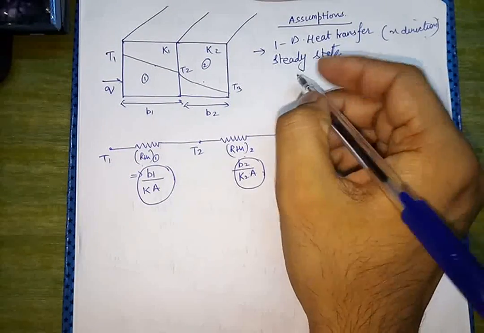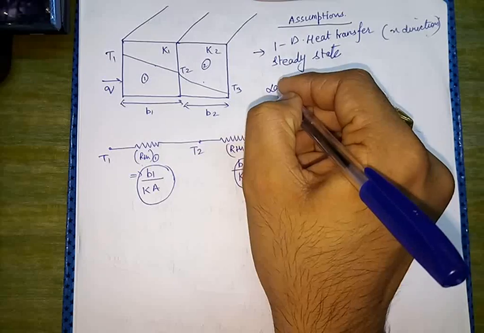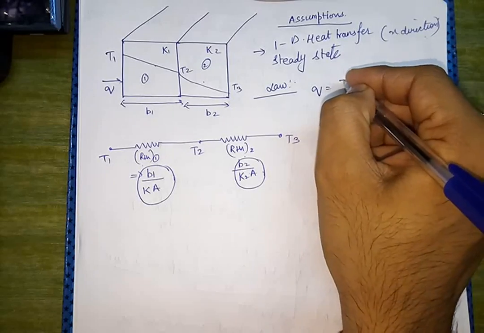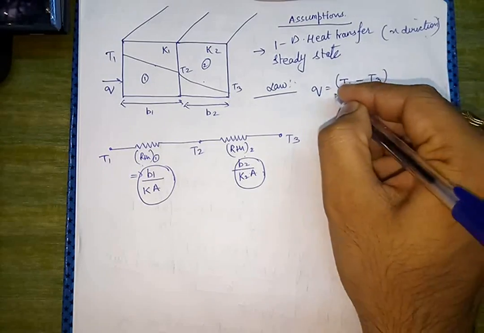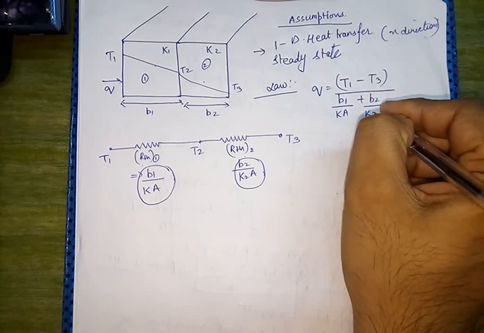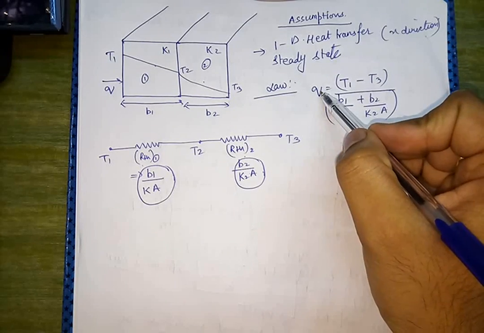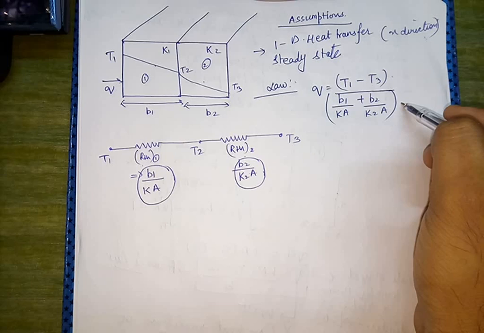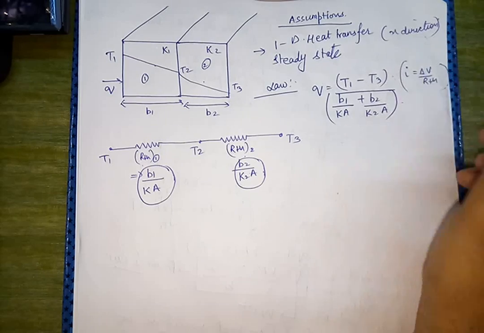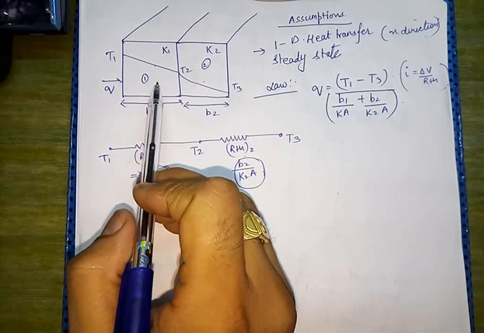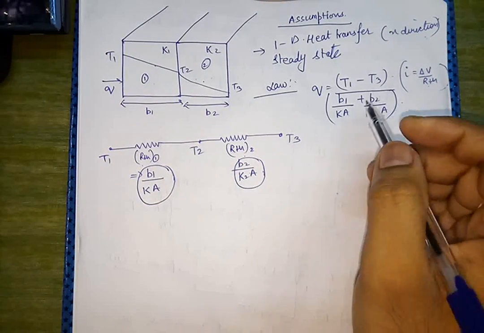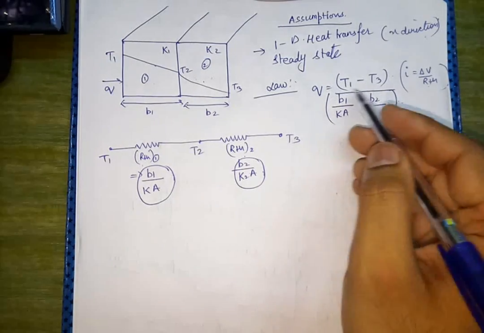Now, if I need to write down the equation for the conduction of heat, what will I write? Q equals T1 minus T3 upon B1 upon K1A plus B2 upon K2A. Current equals voltage difference upon resistance, such that this resistance is actually the effective resistance of both these slabs, that is R1 plus R2, because they are both connected in series. Now this is a very simple equation which can be easily solved.